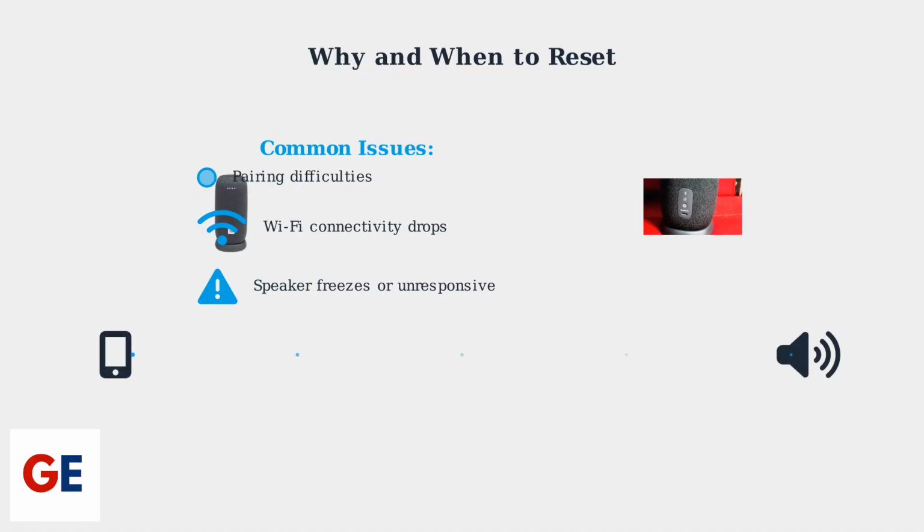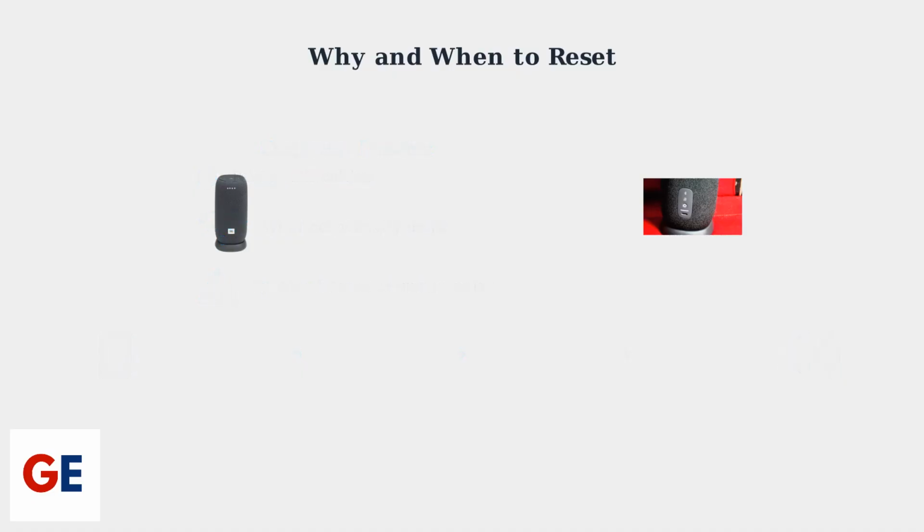These connectivity issues often manifest as broken connections between your devices and the speaker. When your phone or tablet can't maintain a stable connection, it's usually a sign that a reset might help. A reset is particularly helpful when your speaker won't connect to Wi-Fi after you've changed your network settings, when Bluetooth pairing fails repeatedly, or when the device becomes completely unresponsive to button presses.